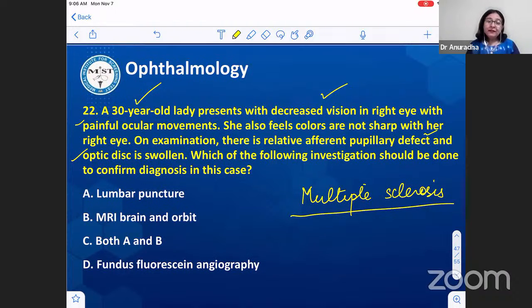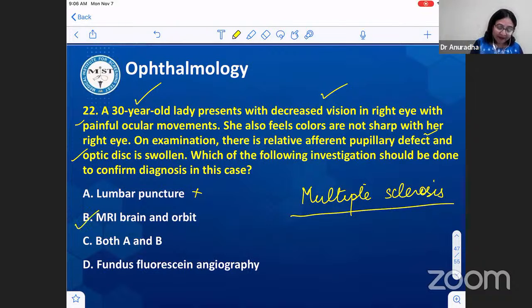So to confirm the diagnosis in multiple sclerosis, which investigation is going to help me, beta? Lumbar puncture is not going to help me in making the diagnosis, and it is an invasive investigation, right? So I will not go for this. MRI of the brain and orbit.